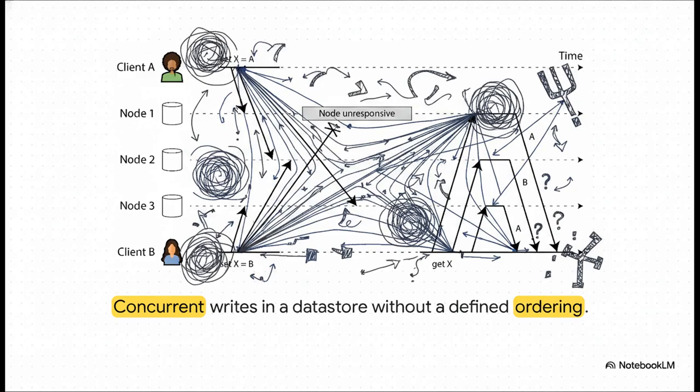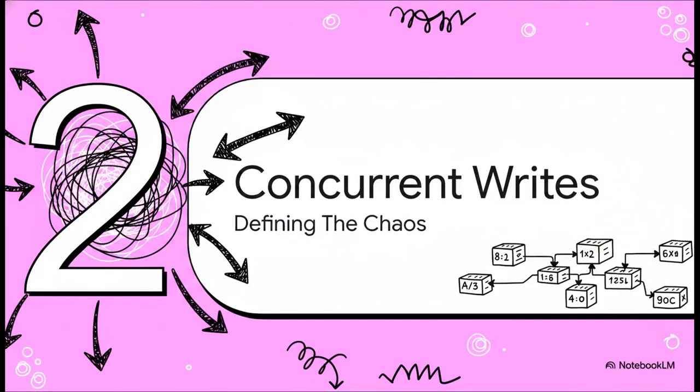Let's say Client A is setting a value X to A and talks to Node 2. At the exact same time, Client B is setting X to B and talks to Node 3. Meanwhile, Node 1 is completely unresponsive. Maybe it's hitting a sudden network partition, or maybe it's just temporarily frozen by a garbage collection pause. Because these requests are hitting different active nodes at roughly the exact same moment, the database's timeline just becomes a totally tangled mess. Eventually, a third client comes along and tries to read the value of X. The database pulls data from both Node 2 and Node 3 and gets completely conflicting answers about the true state of that data.